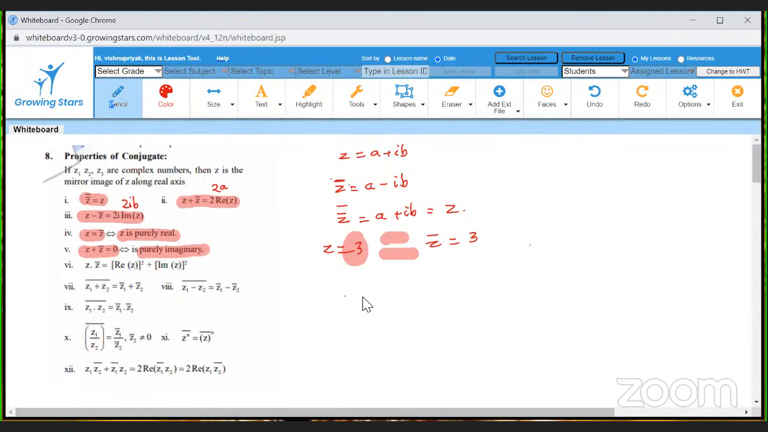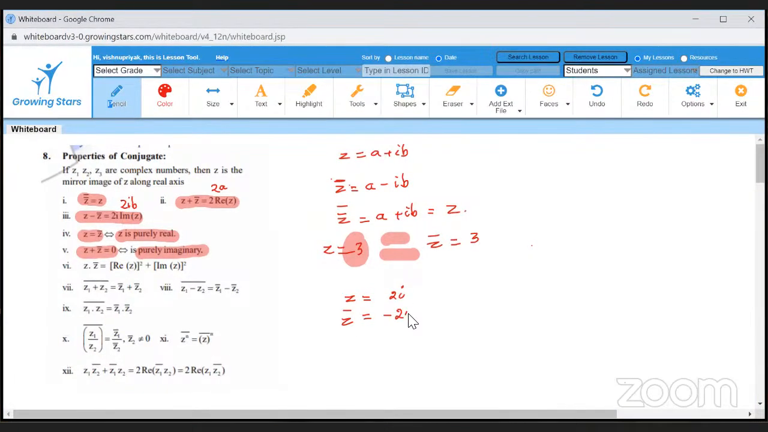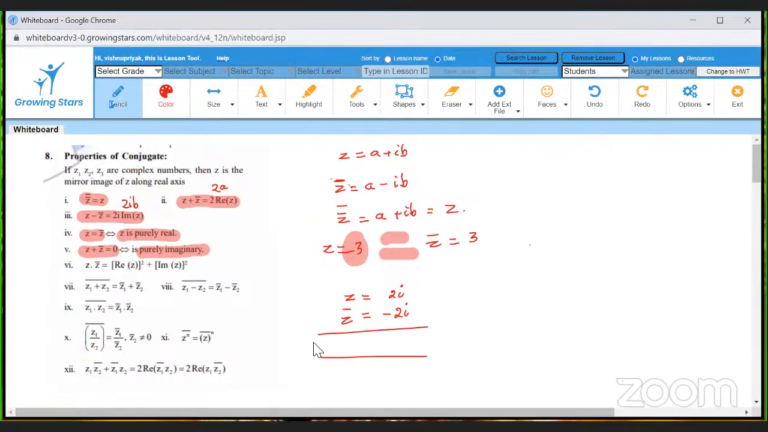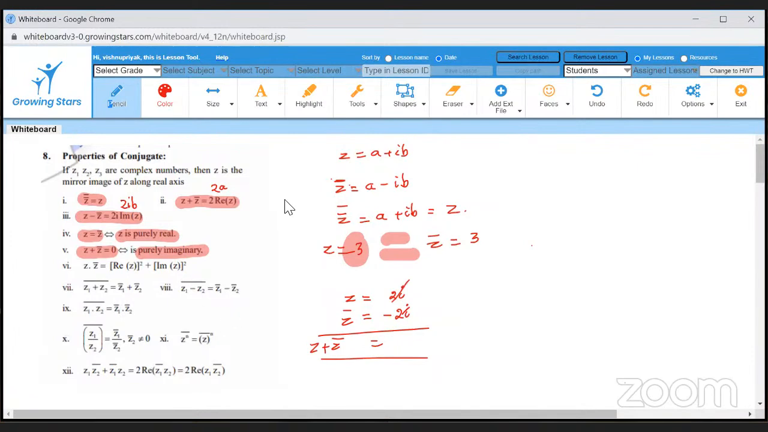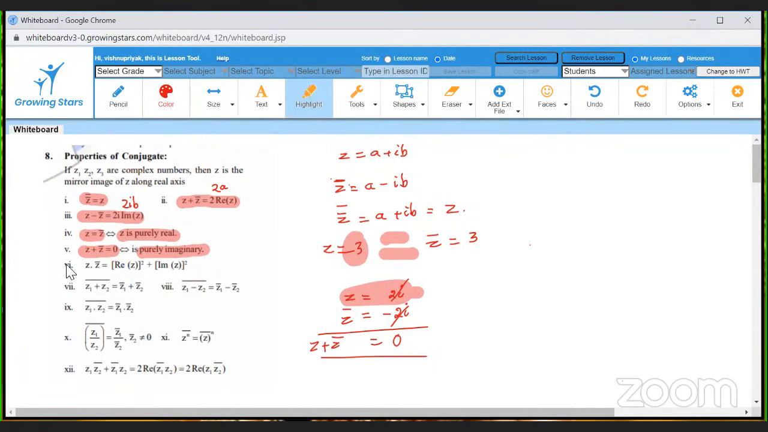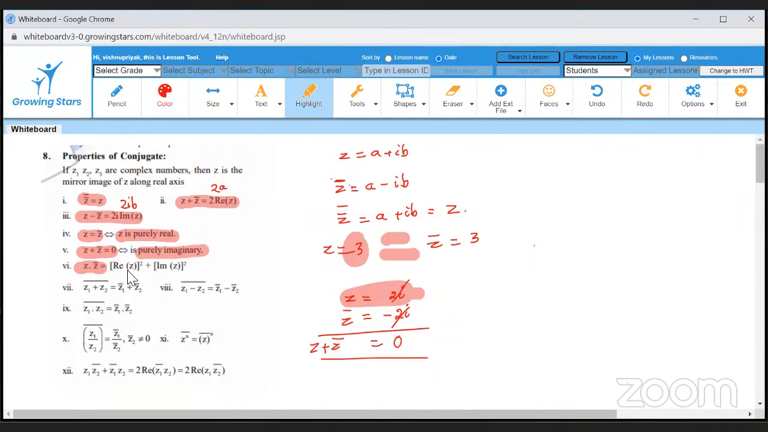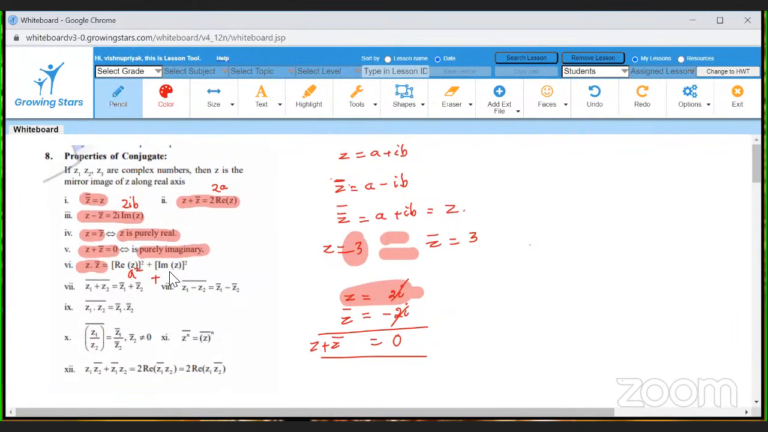Say if I take z as the purely imaginary number 2i, z bar will be minus 2i. And if you add z and z bar, these two will cancel, you will get 0. So that means z is purely imaginary. Z and z bar, if you multiply, you will get real part a square plus imaginary part b square.